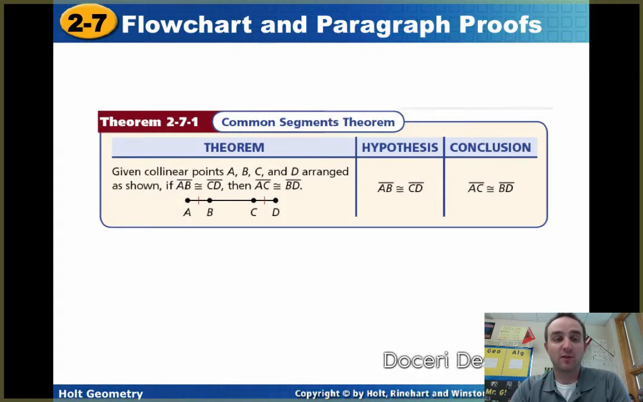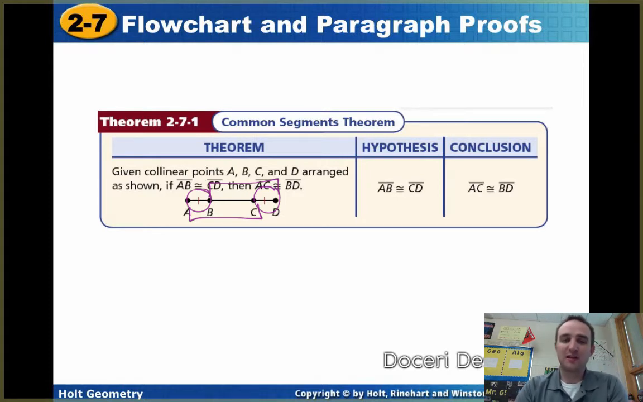Okay, first we have to learn a couple theorems. First one, common segments theorem. Given four collinear points, A, B, C, D, arranged as shown, if we know that AB is congruent to CD, then we can also say that AC and BD are congruent.